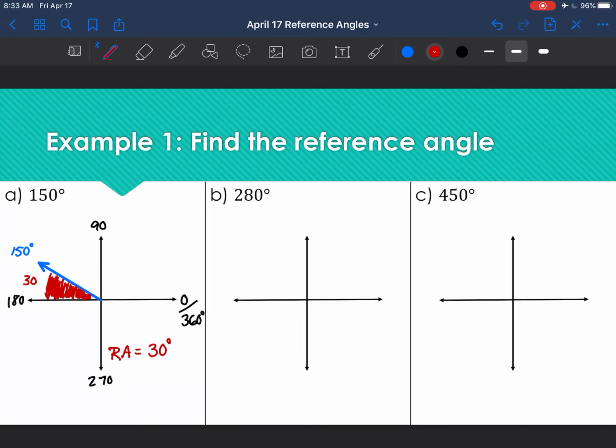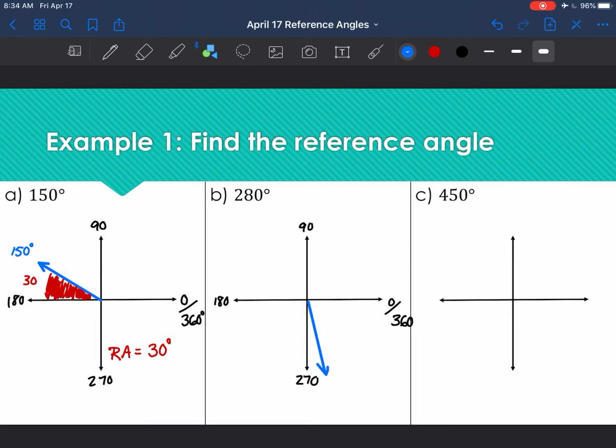All right, the next one is 280 degrees. So again, just for now, I'm going to write in, this is 0, 90, 180, 270, and full rotation is 360. 280 degrees is what we're drawing. Therefore, it should be closer to the 270 than it is to the 360. So it should be somewhere over here.